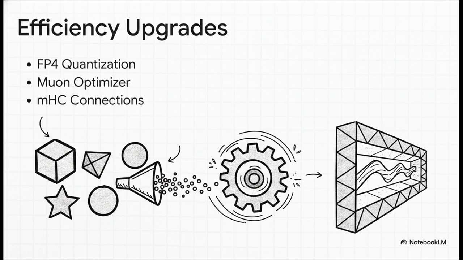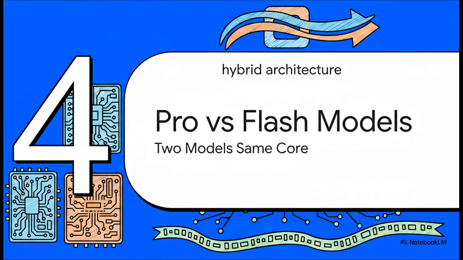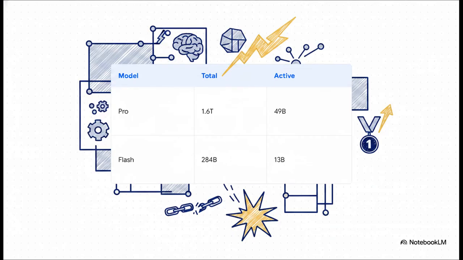neural networks. Next up, Section 4, Pro versus Flash models. 2 models, 1 architecture. So DeepSeek released a preview of 2 separate models built on this exact same hybrid architecture. And yep, both of them natively support that 1 million token context length.